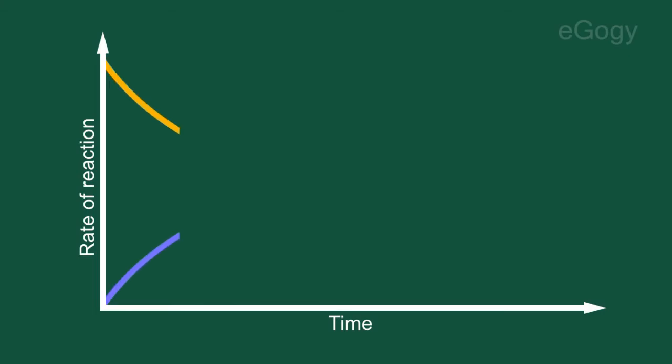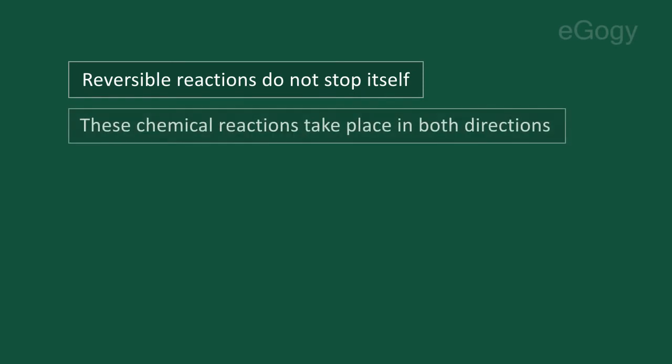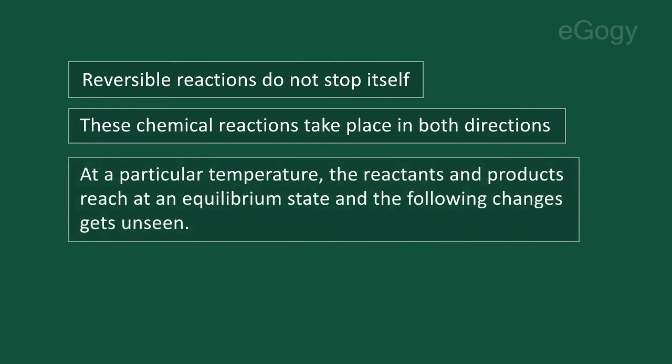The state at which the rate of the backward reaction equals the forward reaction is called the equilibrium state. Reversible reactions do not stop by themselves. These chemical reactions take place in both directions. At a particular temperature, the reactants and products reach an equilibrium state. The changes then go unseen.